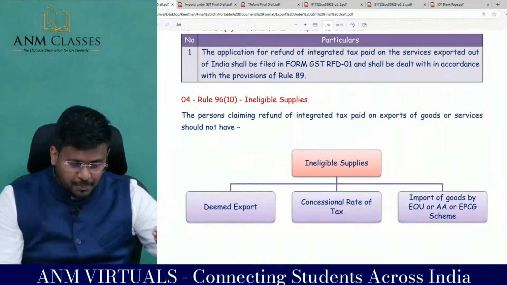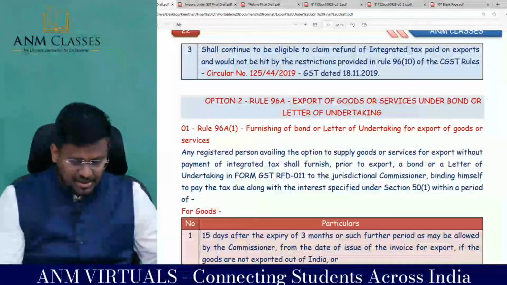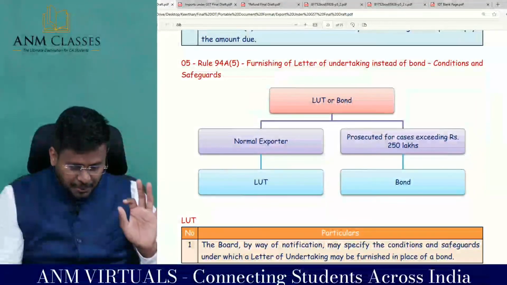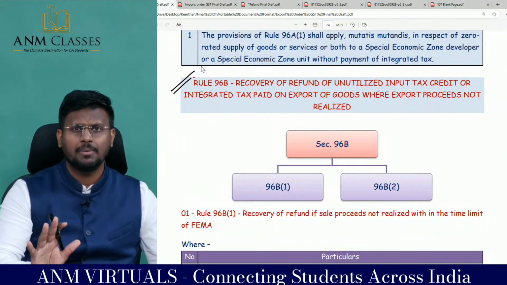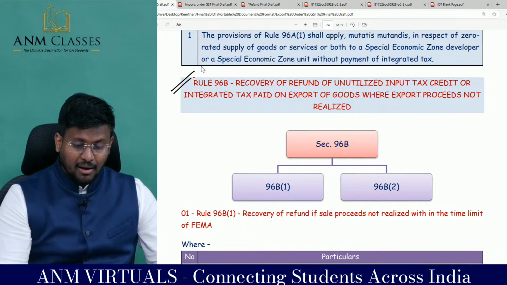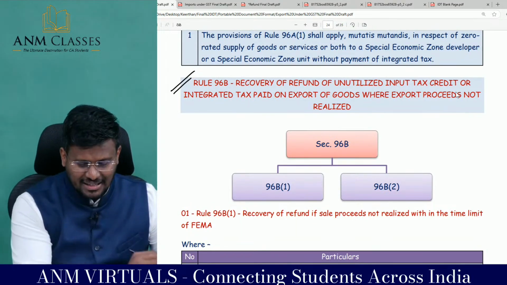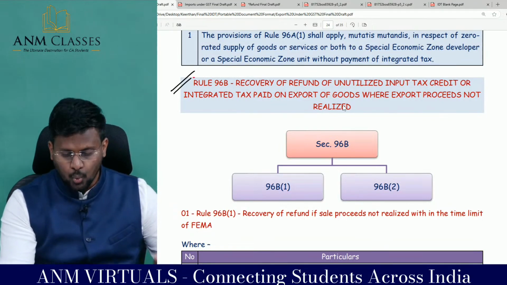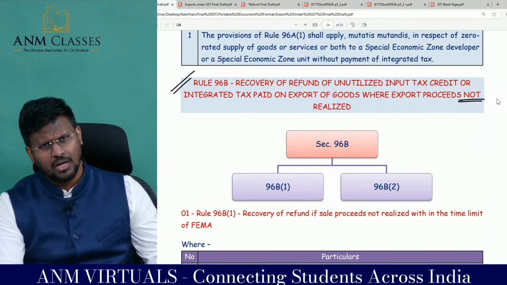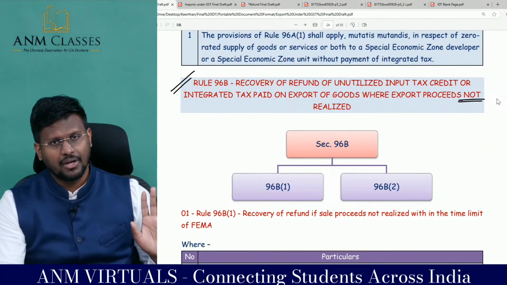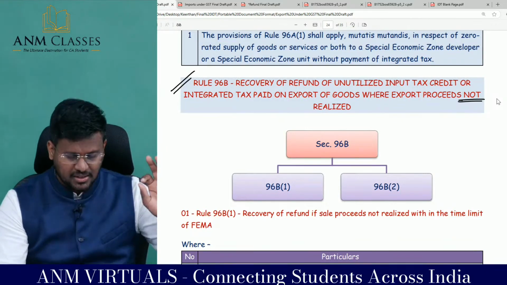I am not going to explain the entire rules of 96 and 96A, then it will be a normal class. My intention is to explain one question in the RTP which is related to rule number 96B. B stands for be careful. Recovery of refund of unutilized ITC or integrated tax paid on export of goods where export proceeds are not realized. I completed the export, I got the refund also, fine. But I have not repatriated the money to India, then what are the consequences?